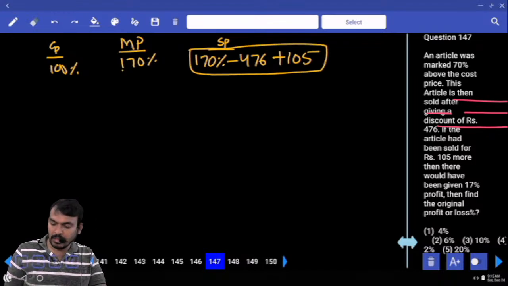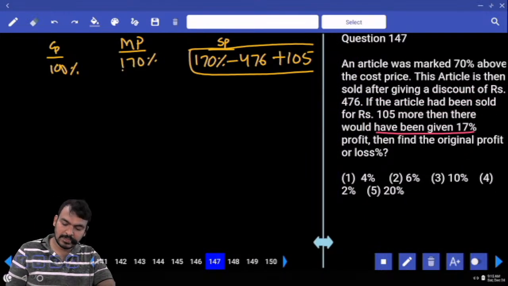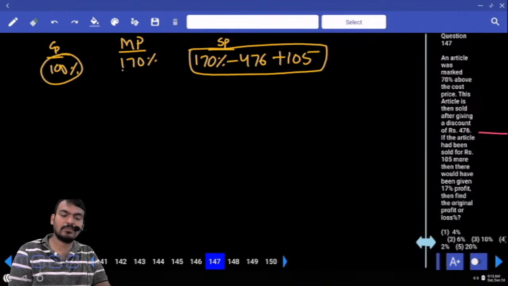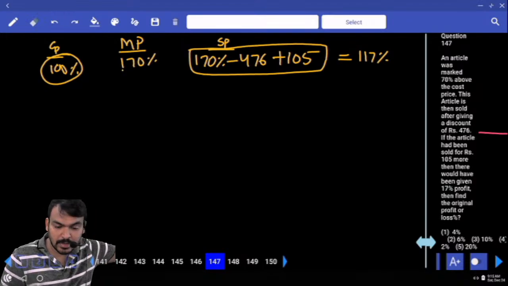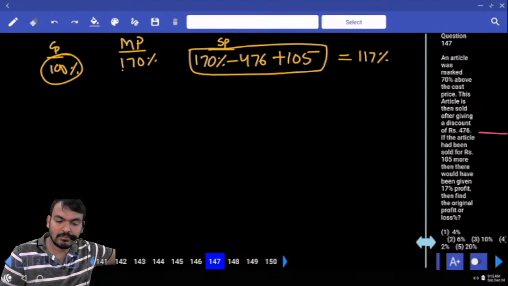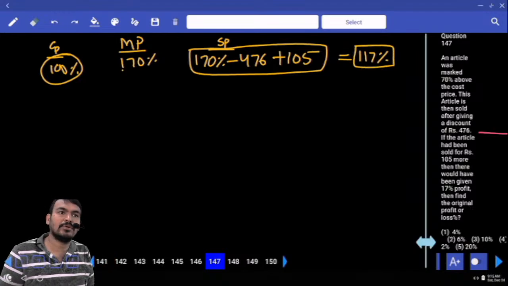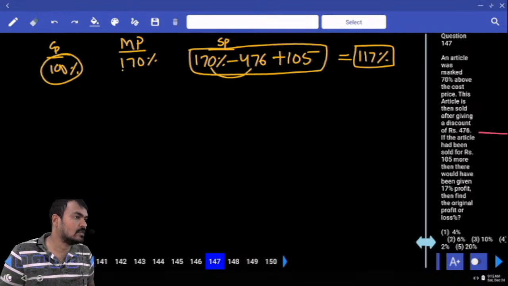Yes or no? Next, you are getting a profit of how much percent? 17%. 17% profit means, what is the original cost price? 100%. 17% profit means selling price is 117%, or not? Yes or no? What is the new selling price? 170% minus 476 plus 105, that is the new selling price. Same selling price equals how much value? 117%, or not? What is the original selling price? 170% minus 476, or not?